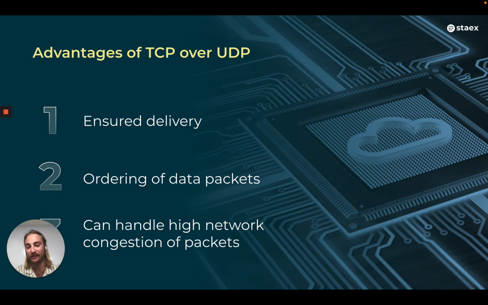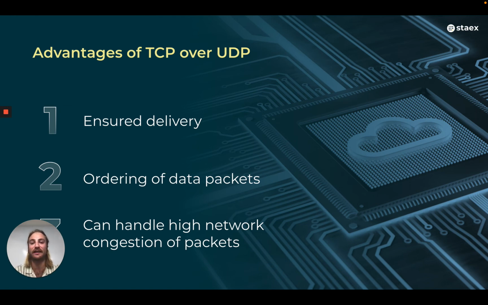So you have the correct ordering of packets and resending packets that get lost, and you can also handle high network congestion. TCP actually has a built-in algorithm. There are several different versions of these algorithms for different versions of TCP, but I won't go there today. But they can actually help handle congestion in the network.